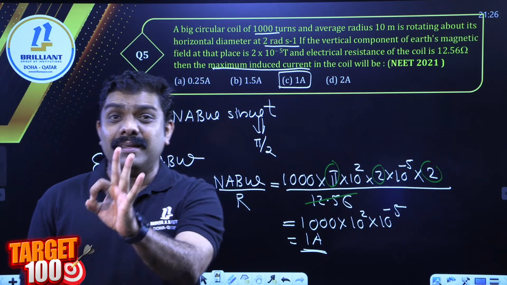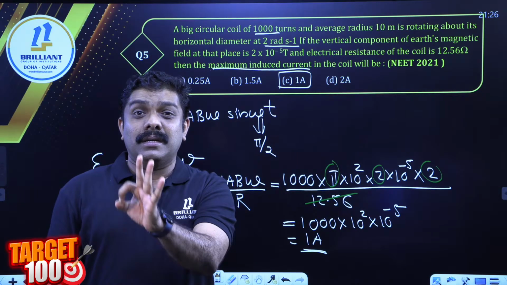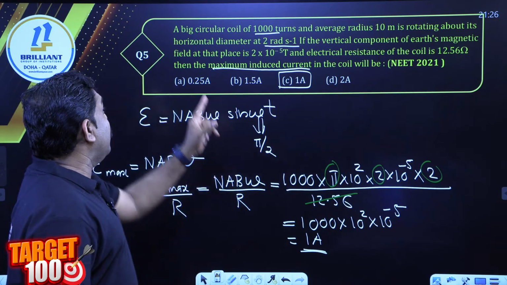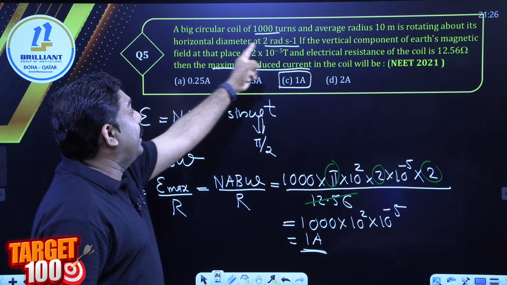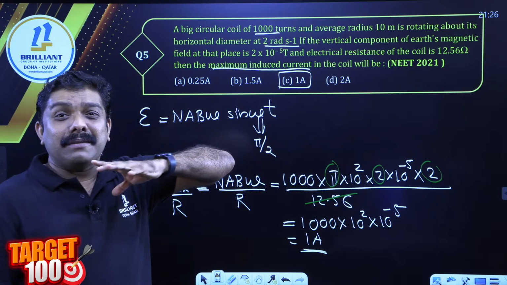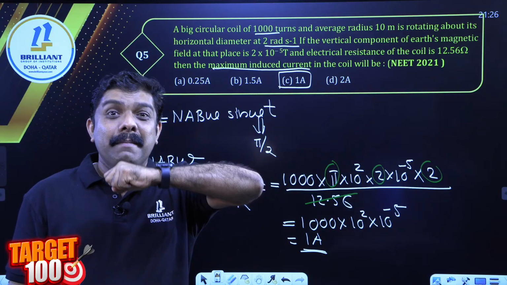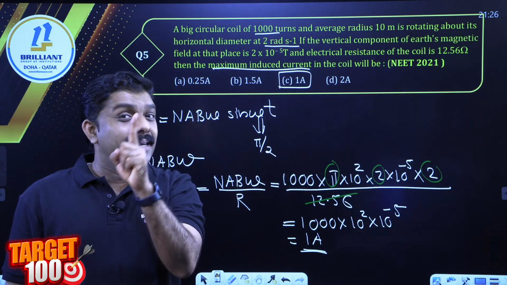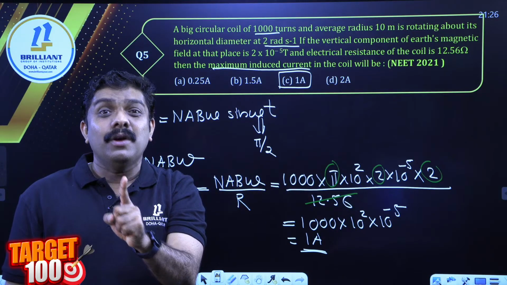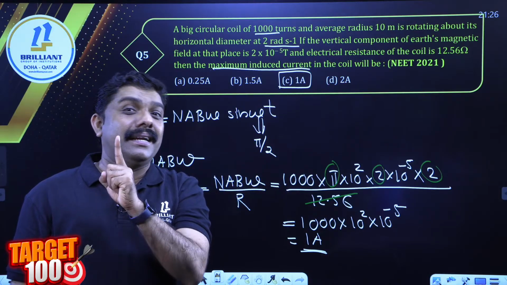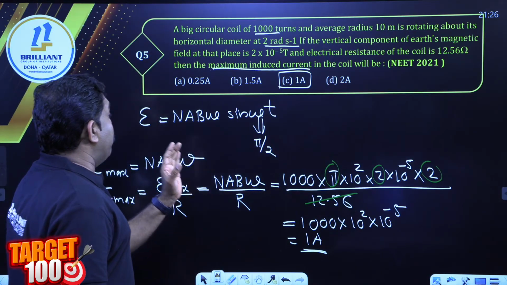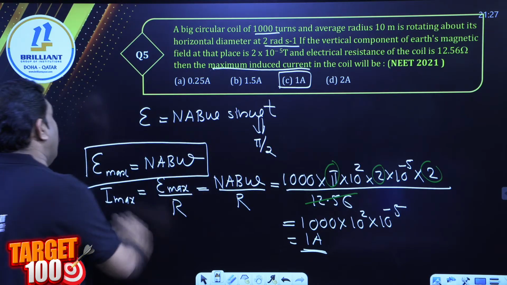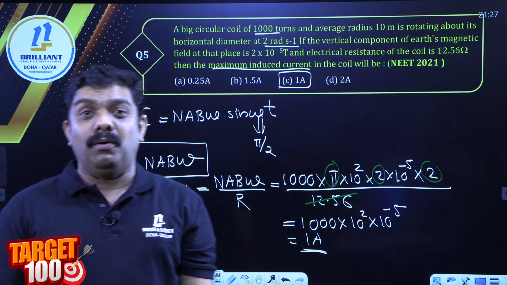So I'm explaining this point: I told you one question solved is the door to many other questions. In this question, they are not mentioning that it is an AC generator, but we have to know that when a coil is rotating, either circular, rectangular or a square loop rotating in a magnetic field, the maximum value of EMF induced will be NAB omega.